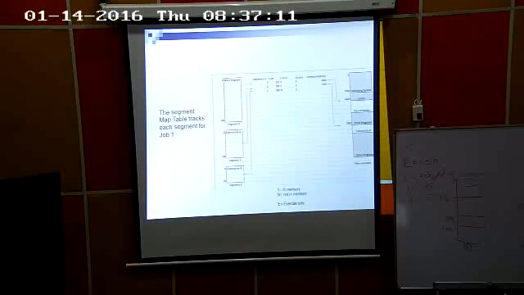That is segmentation. The concept is the same for paging and segmentation. The difference is only that in paging the size is small, and in segmentation it is larger, in a non-contiguous way.